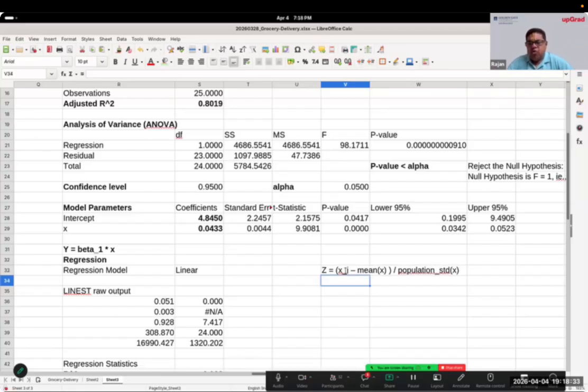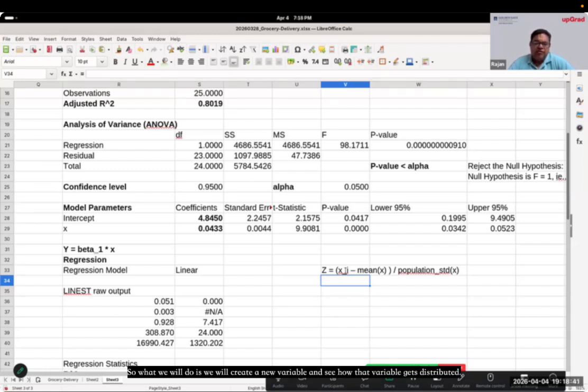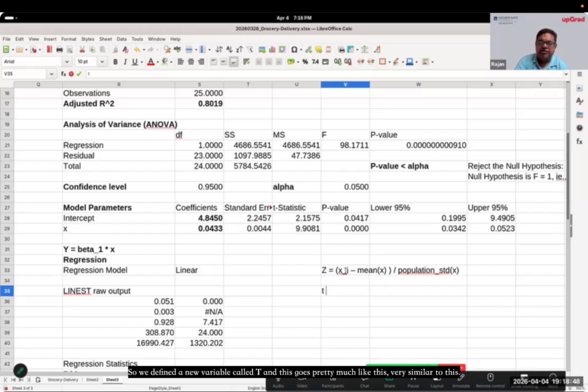And also what we do, we cannot reach that best model because we do not know the population standard deviation. So what we will do is create a new variable and see how the variables that are in the model are distributed. In our case, for example, we had energy, fuel rate, very similar to this.